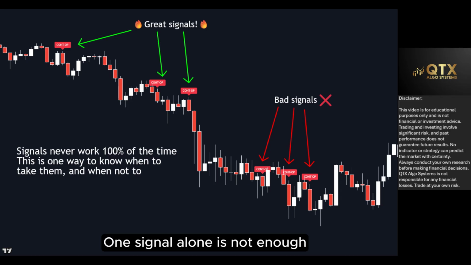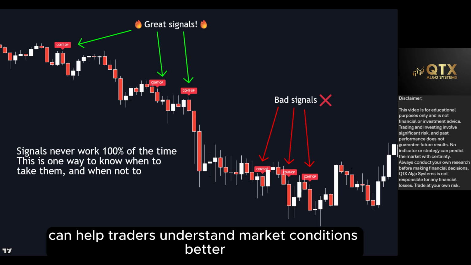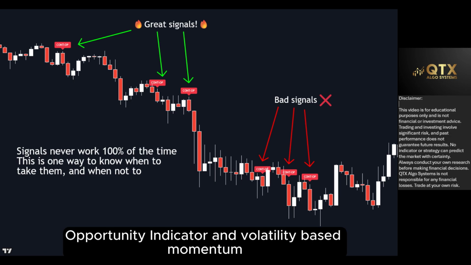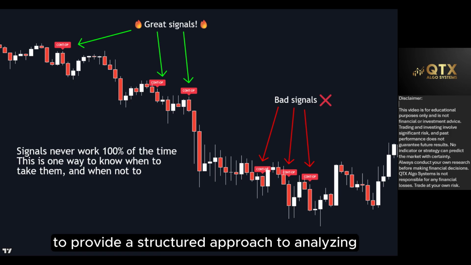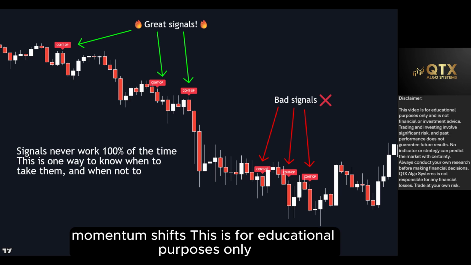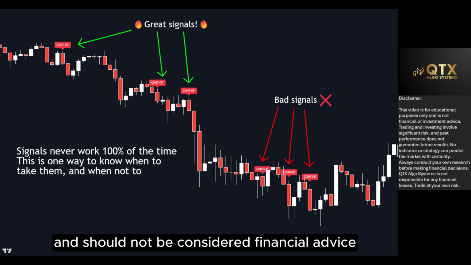One signal alone is not enough to make a confident trade decision. Using multiple confirmations can help traders understand market conditions better. This is how the continuation opportunity indicator and volatility-based momentum with multi-timeframe table work together to provide a structured approach to analyzing momentum shifts. This is for educational purposes only and should not be considered financial advice.